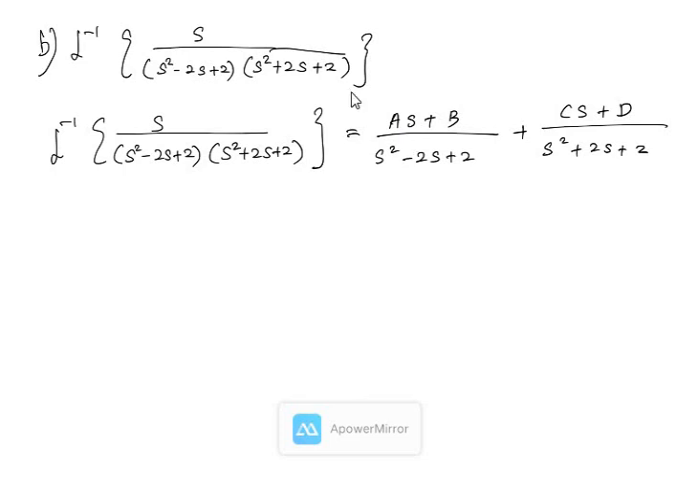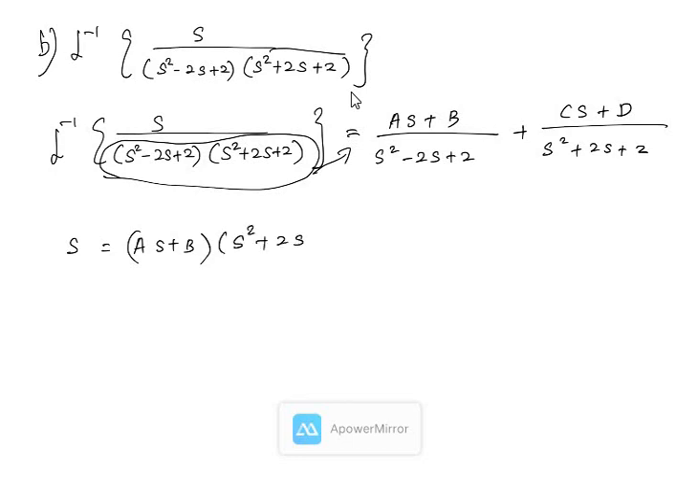Alright, so we multiply in the whole denominator. We bring it up to the right hand side. So this will be equivalent to s equal to as plus b, multiplied with s squared plus 2s plus 2. For the s squared minus 2s plus 2, we can cancel out. And then plus cs plus d, multiplied with s squared minus 2s plus 2, because the s squared plus 2s plus 2 we can cancel out. So we multiply in each of them.